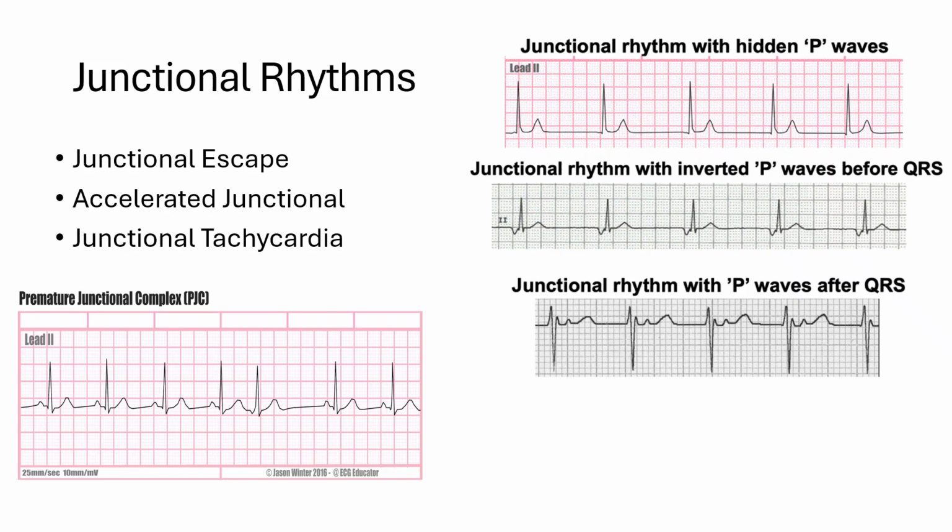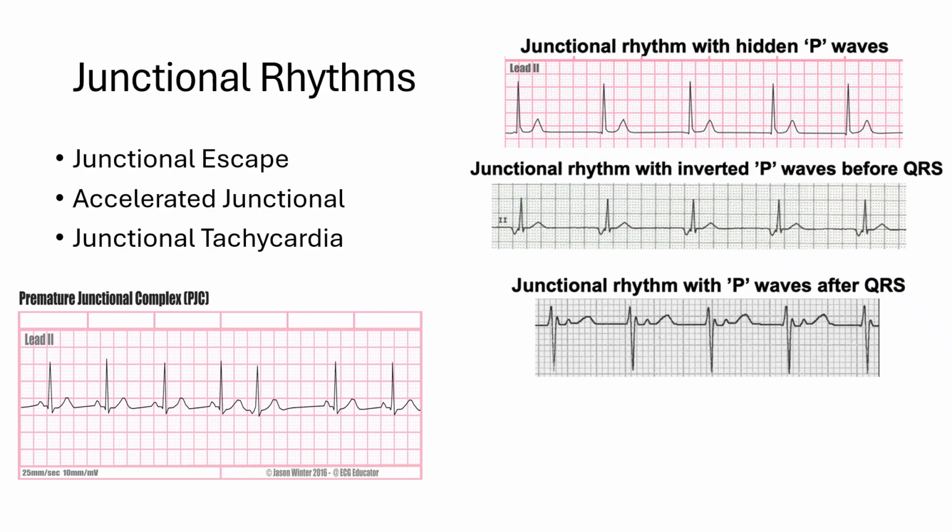You may also have what appears to be absent P waves, and that is just because the P waves are going to be inside that QRS and you can't see them. You may also notice with junctional rhythms that you have a P wave after your QRS. And generally, your PRI is going to be normal unless the patient develops a heart block in this rhythm, and your QRS is going to be normal as well.